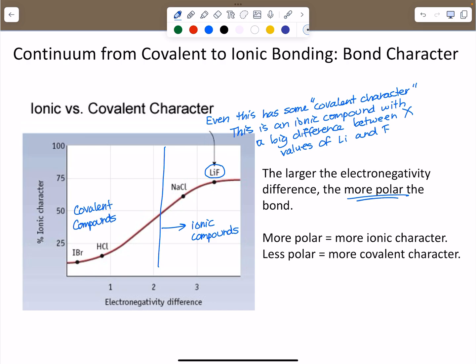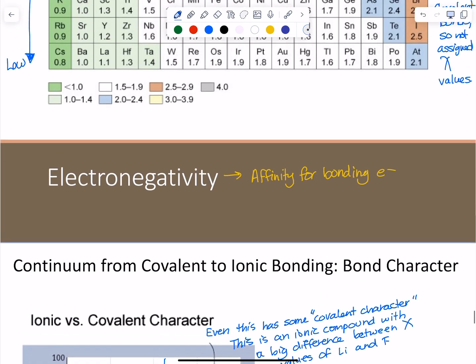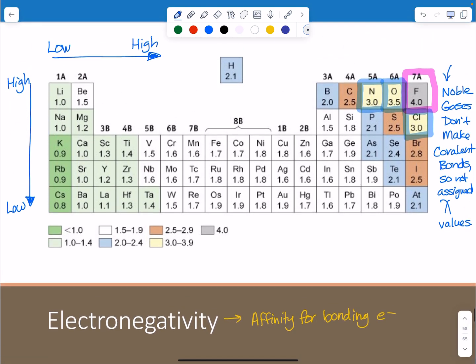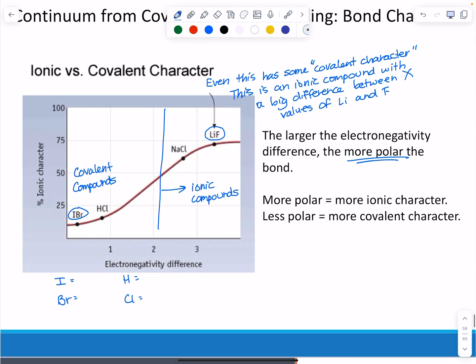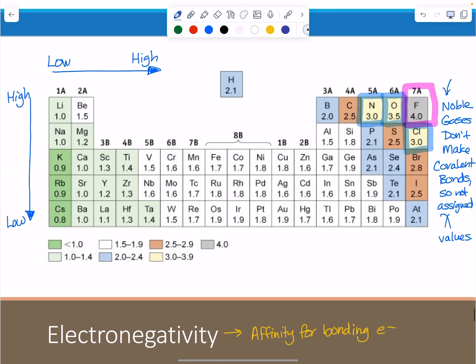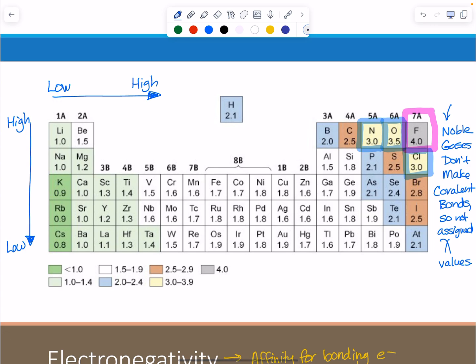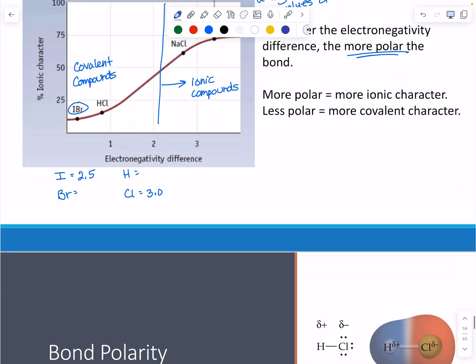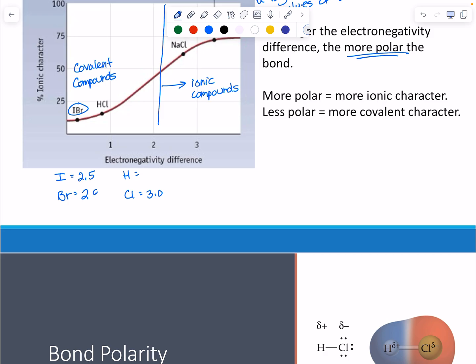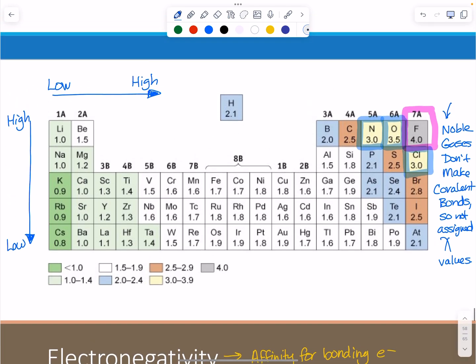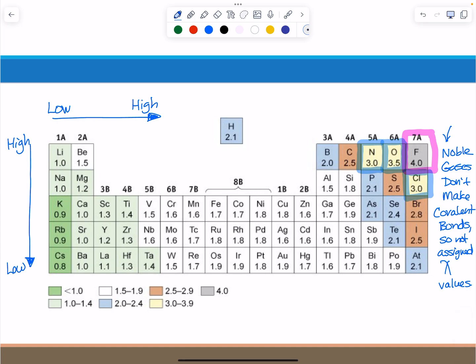But let's look up the electronegativity of iodine and bromine, and then hydrogen and chlorine, okay? All right. So iodine's 2.5, chlorine's 3.0, bromine's 2.8. Is hydrogen on here? There it is, 2.1. Okay.